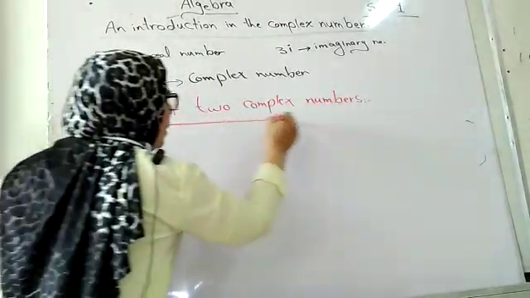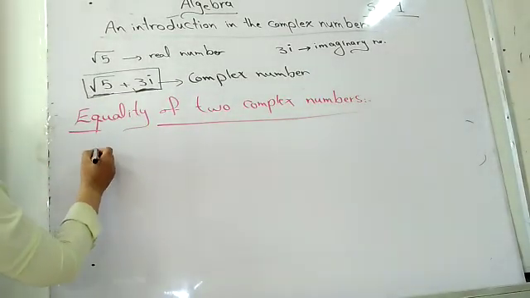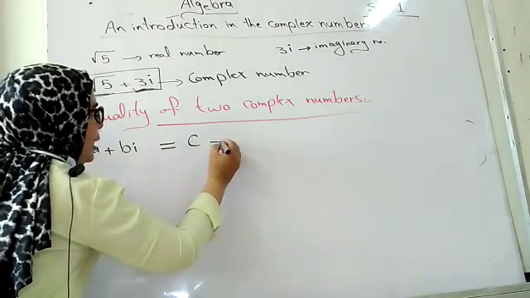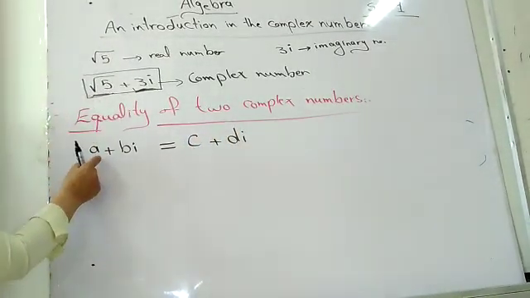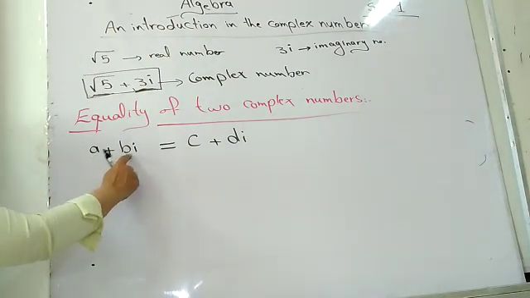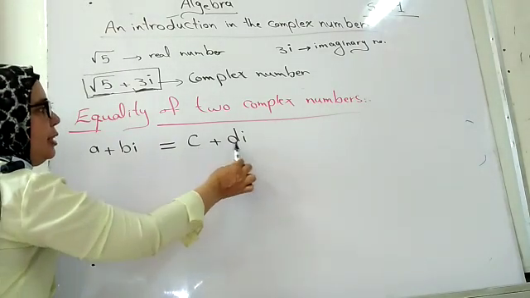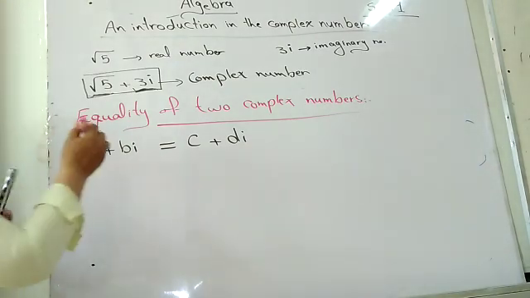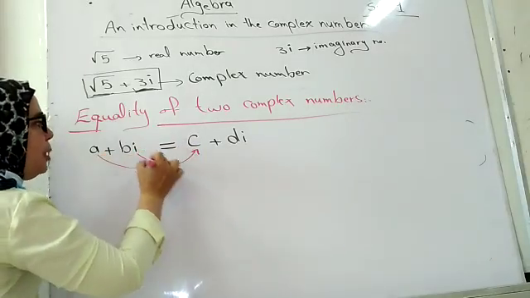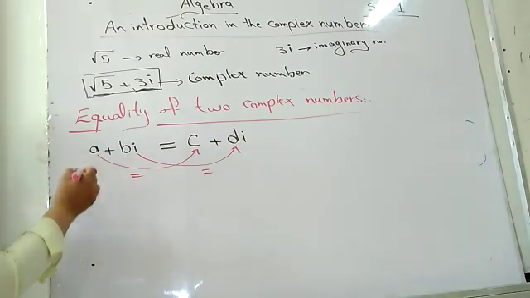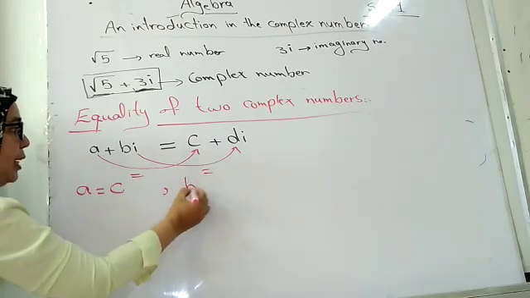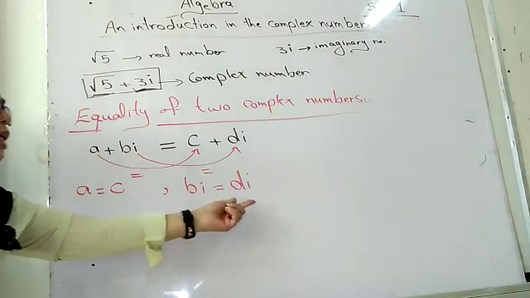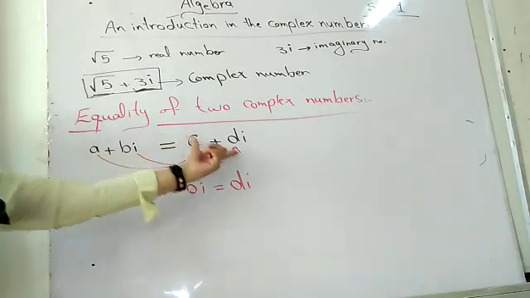If we have two complex numbers, a plus bi, which is equal to another complex number, c plus di, we know that a is the real part of the complex number and bi is the imaginary part. c is the real part and di is the imaginary part. If we have a complex number equal to another complex number, that means the real part equals the real part and the imaginary part equals the imaginary part. So we can say a equals c and bi equals di, and vice versa. If we have a equals c and bi equals di, then a plus bi equals c plus di.